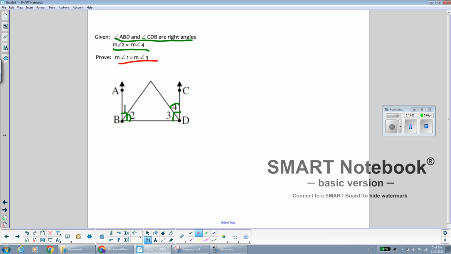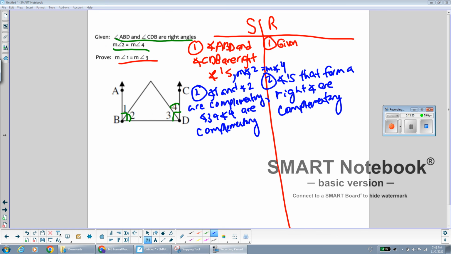So I could use subtraction because I have the whole 90-degree angles. If I subtract off 2 here, I'll get angle 1. If I subtract off 4 here, I'll get angle 3. But that's not how I'm going to do it. I'm going to use the fact that angle 1 and angle 2 together make 90 degrees, so they're complementary. And that angle 4 and angle 3 together make 90 degrees, so they're complementary.